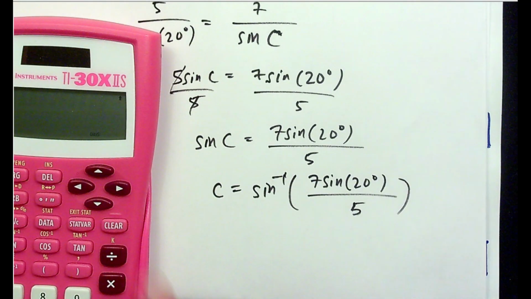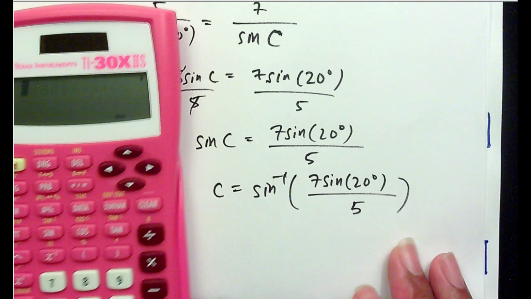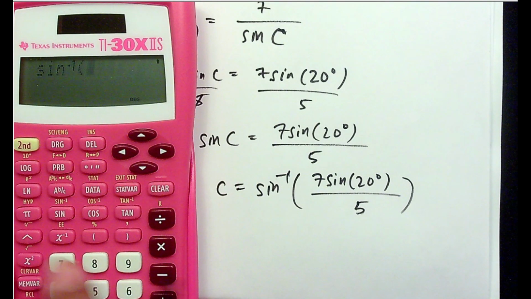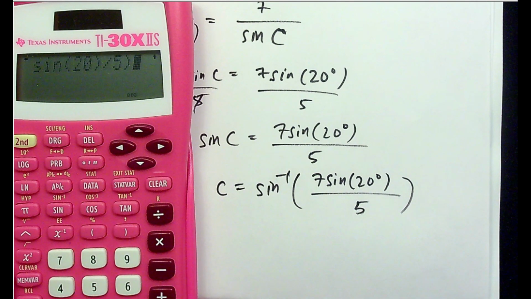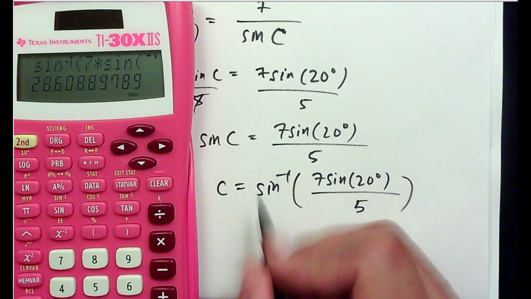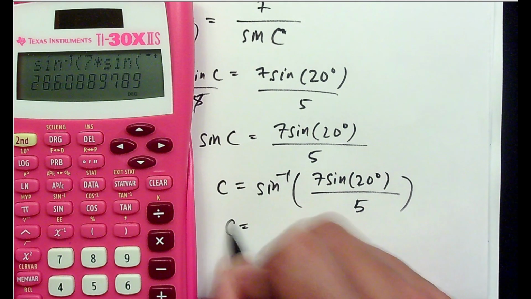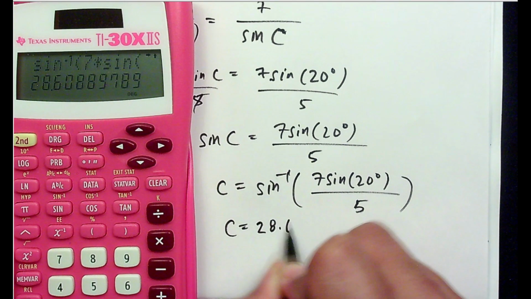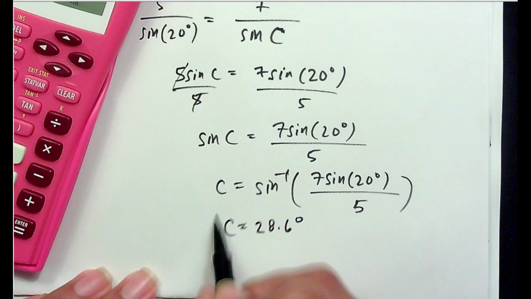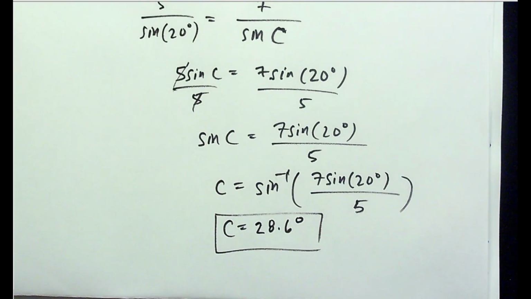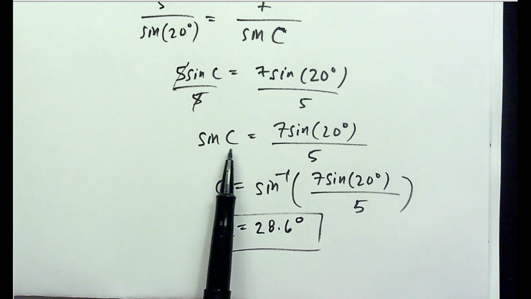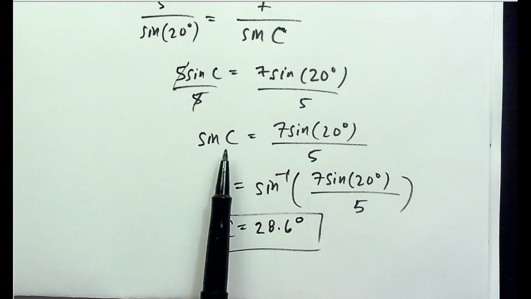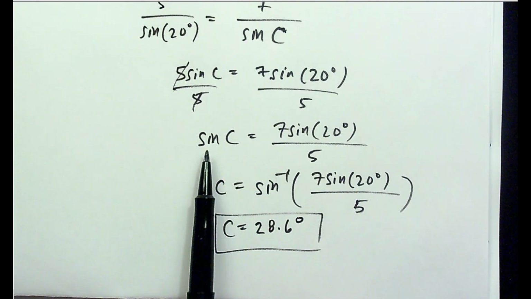And if you enter this in the calculator, you would get what c is. So let's do that real quick. Sine inverse of 7 times sine of 20 divided by 5. And that gives us that, if we round to one decimal, capital C would be 28.6 degrees. So I just wanted to remind you that if you're looking for an angle that is inside a trigonometric function, then to find the angle, you have to hit it with the inverse function of that trigonometric function.